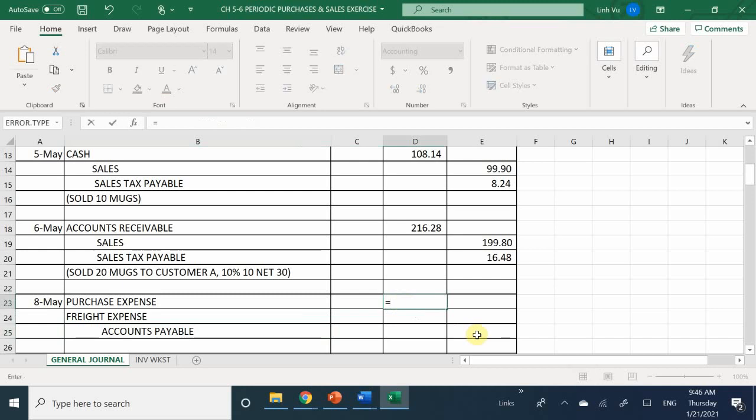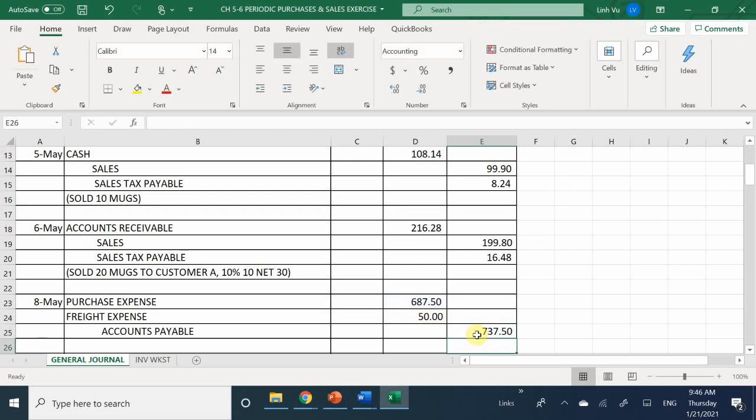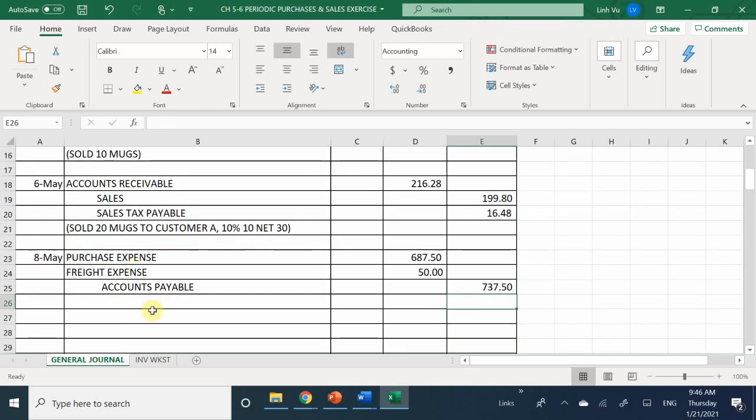So how much was my total purchases for? 687.50. So 275 times 250. How much was my freight? Freight is 50. So how much do I owe in grand total? 737.50. Good. Okay. And I'm going to go ahead and make a note here that I purchased this from Cuppy's Co.